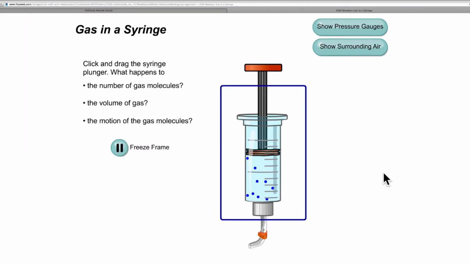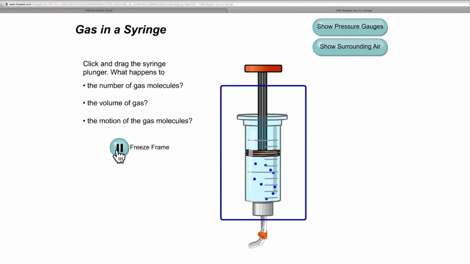Let's go ahead and compare the differences between compressed air and uncompressed air. The model in front of you is from fosweb.com called Gas in a Syringe and is a very useful tool to compare the similarities and the differences between those. So first, let's take a look at the way this is set up. We have a syringe with a plunger closed halfway, and then the tip of the syringe is blocked so that no air can escape, and generally speaking, no air can get in either.